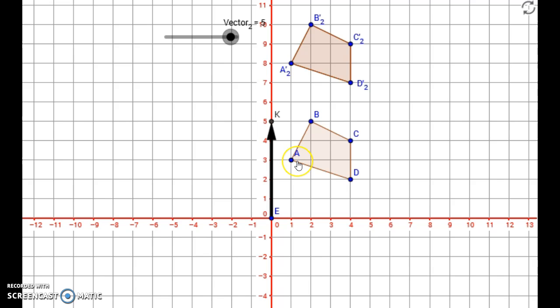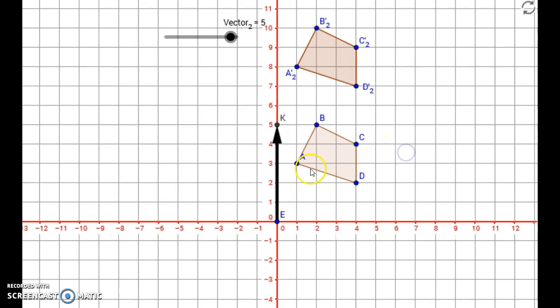It was 3 before here, and now it is 8. You see, A dash is 8. It was 3, now 3 add 5 is 8, and it was 4 here. 4 add 5 is 9. You see, this is C dash. C corresponds to the D dash.